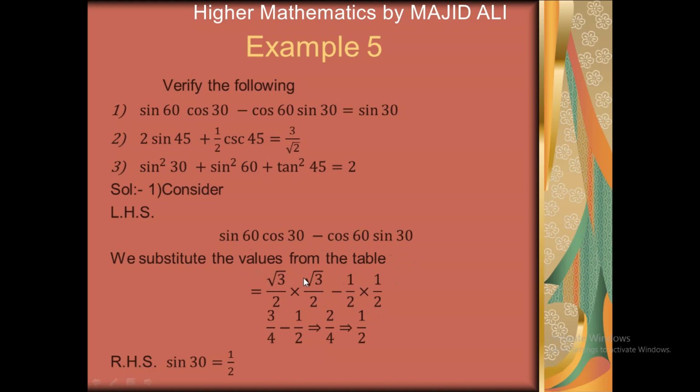Square root 3 multiplied by square root 3 is equal to the square of square root 3, so they cancel each other and we get 3. 2 into 2 is equal to 4. 1 into 1 is 1, 2 into 2 is 4. 3 by 4 minus 1 by 4 is equal to 2 by 4, which is 1 by 2. And the right hand side is also sin 30. We have the value of sin 30 as 1 over 2. So left hand side is equal to right hand side, hence proved.